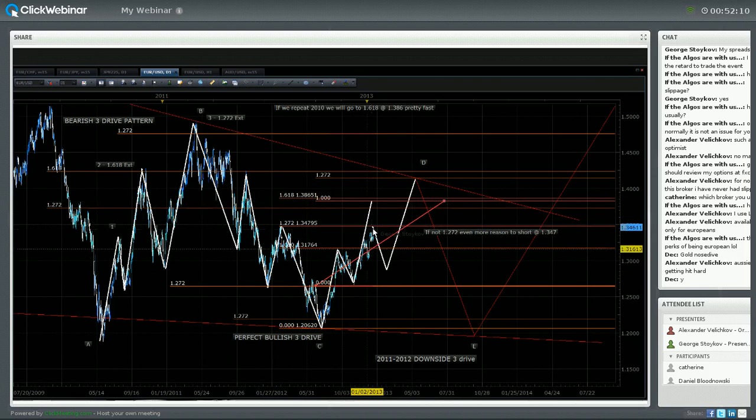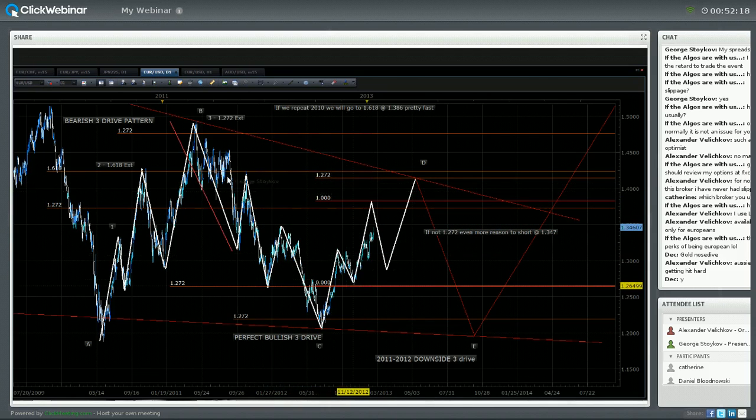Notice that if it goes all the way up here, this is the 161.8 extension, a repetition of 2010. If it goes all the way there, if this is the first tree drive pattern, this is the second tree drive pattern. If it goes straight to 1.386, the 127.2 extension aligns just at this triangle top on the daily time frame, just like it did in 2010.